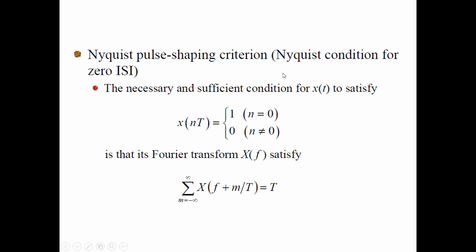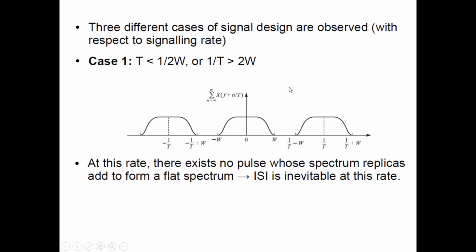That is the Nyquist condition for zero ISI. Now let us look at the various cases. Along the y-axis is this spectra, where we have expressed it in terms of n, where n goes from minus infinity to infinity, f plus n by T. We have replaced m with n, and it is basically giving the summation of the spectrum.